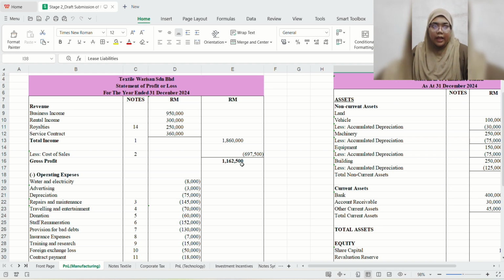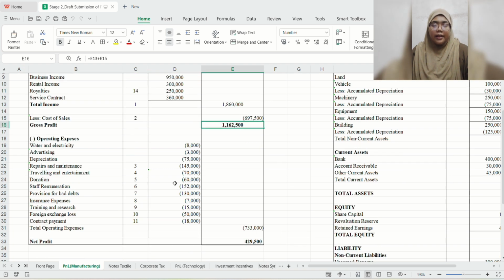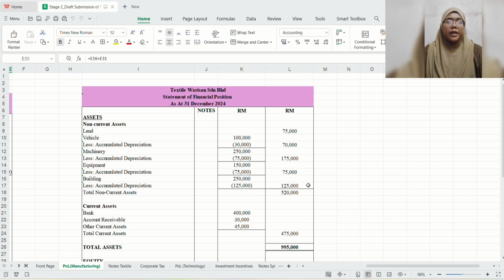Less cost of sale amount 697,500, and we get gross profit amount 1,162,500. Then we less total operating expenses amount 733,000 and get net profit before tax 429,500. This is our manufacturing company statement of financial position as at 31st December 2024.